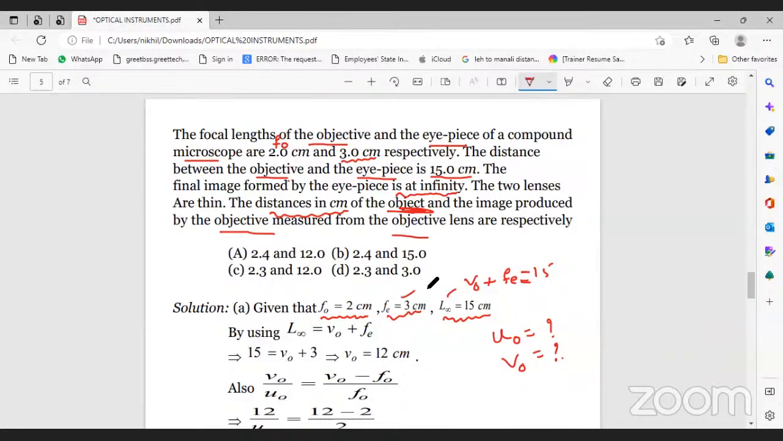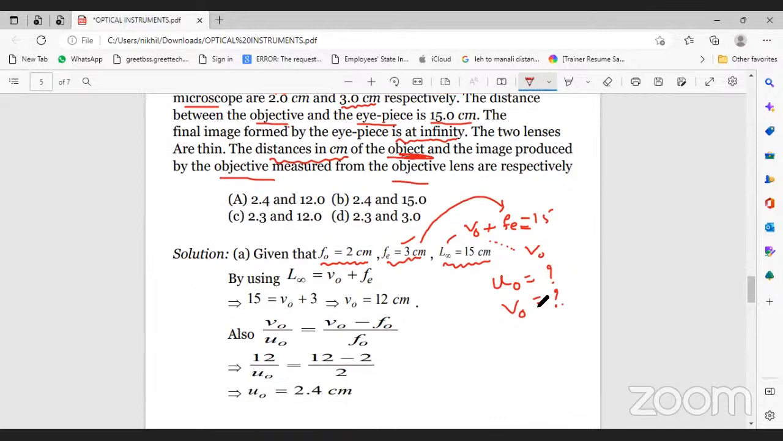Yes, sir. So, if you substitute this focal length of the eyepiece here, can't you get the value of V naught? After getting V naught, it is not that much difficult to find U naught, right? Yes, sir. Let me simplify this for you.